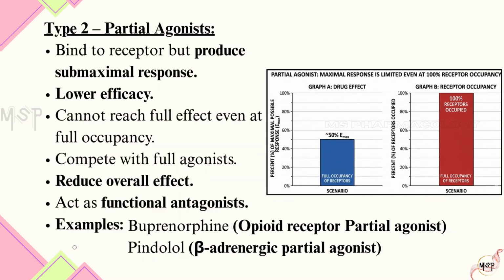Type 2. Partial agonist. A partial agonist binds to the receptor, but produces only a submaximal response, even when every single receptor is occupied. Lower efficacy than full agonists, cannot achieve the maximum response. Here's an interesting twist. In the presence of a full agonist, a partial agonist will compete for the same receptors and actually reduce the full agonist's effect. In this context, it behaves like a functional antagonist. Examples: buprenorphine, used in pain management and opioid dependence, and pindolol, a beta-adrenergic partial agonist used in hypertension.